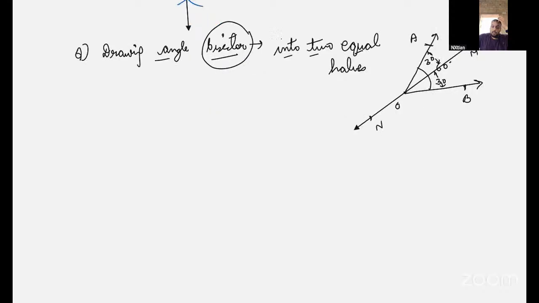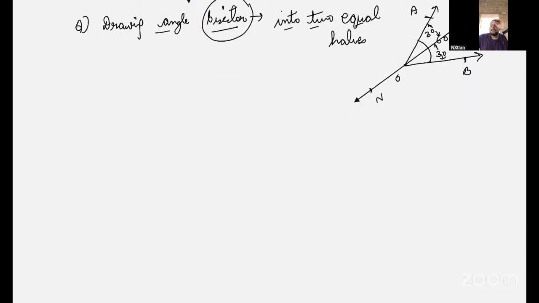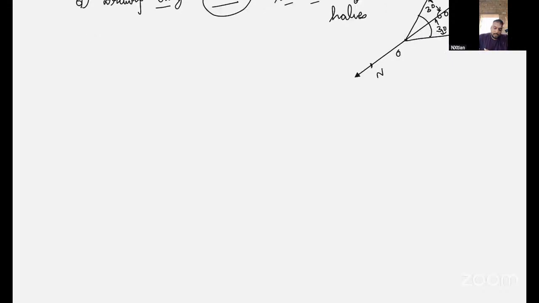So first of all, we will make 60 degrees with the help of a protractor. How will you make it? First of all, make a line, any segment, because it's not mentioned. So first write the question: draw the angle bisector of 70 degrees. Okay. How will you draw this?